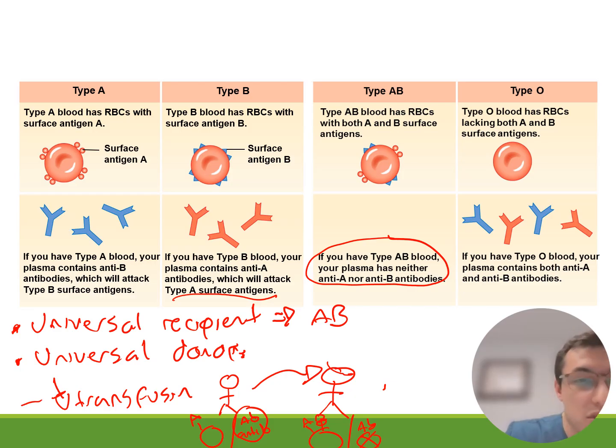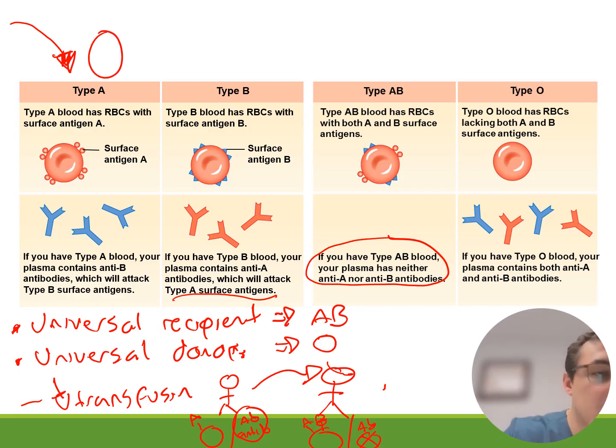Now continuing to the discussion of transfusion, who will be the universal donor? So the universal donor will be type O. And the reason for that is because there are no surface antigens that the person receiving it could attack. So if we were to transfuse just the red blood cells to a person with type A, will those red blood cells be attacked? The answer is no, because there is no B antigen on this molecule.